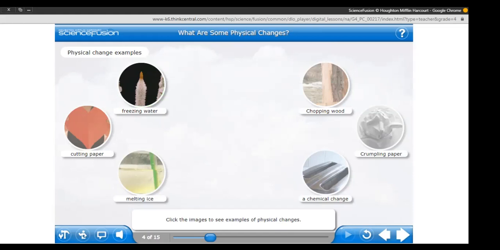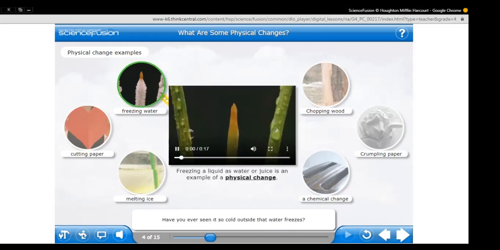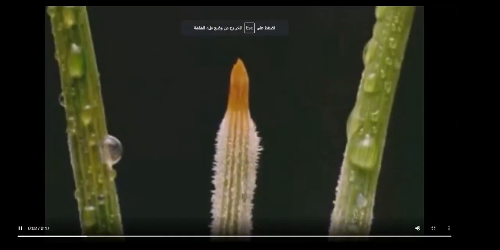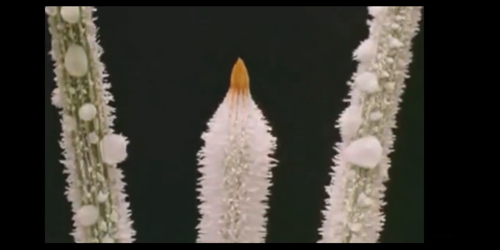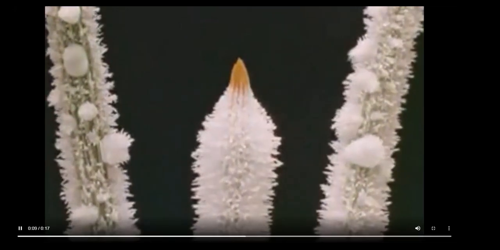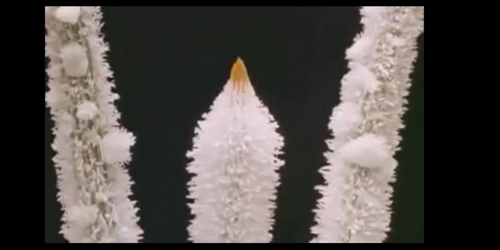Physical change examples. Freezing water. Have you ever seen it so cold outside that water freezes? Here we see a close-up of frost forming on a plant. The water changes, but is still water. It has the same chemical properties as it did before.